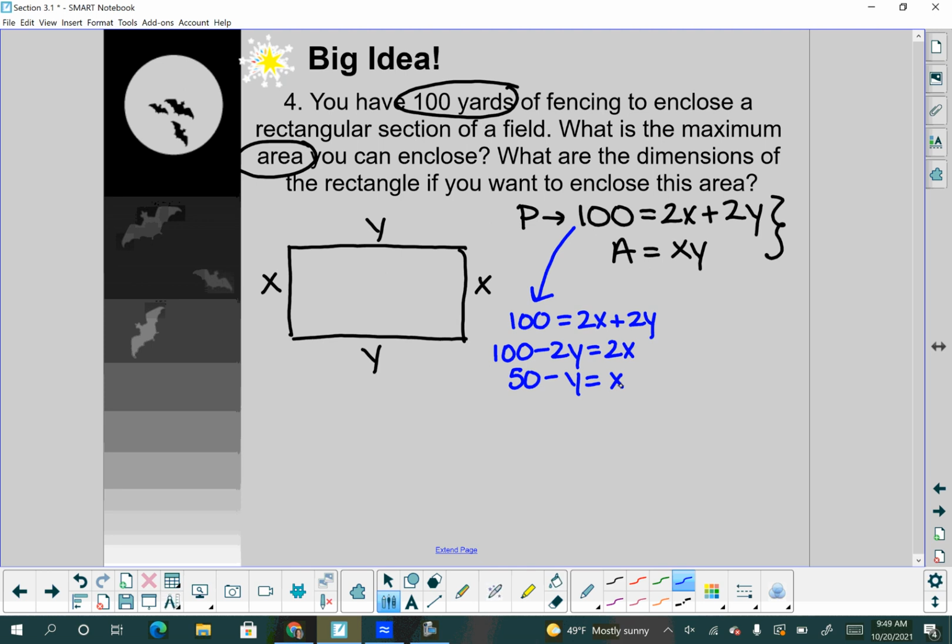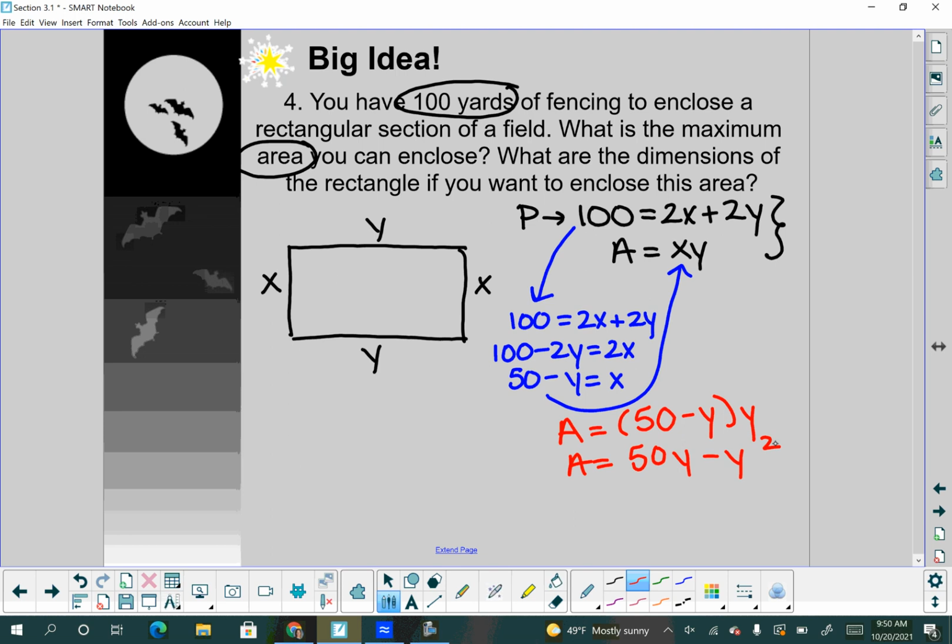So I've isolated a variable. x is the same thing as 50 minus y. So now I can take that 50 minus y and replace x with it in my area equation. So now my area equation is 50 minus y times y. And if I want to simplify it a little bit more than that, I can distribute, and I'm going to end up with 50y minus y squared.